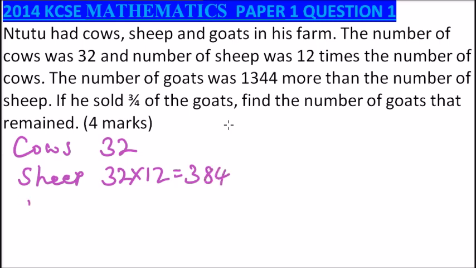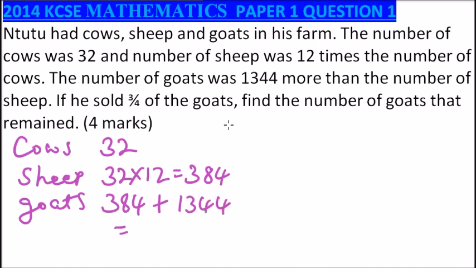Then we have goats. We are told that goats were 1,344 more than the number of sheep. So it means that 384 you add to 1,344, and this is equals to 1,728. So those are the animals that he had.